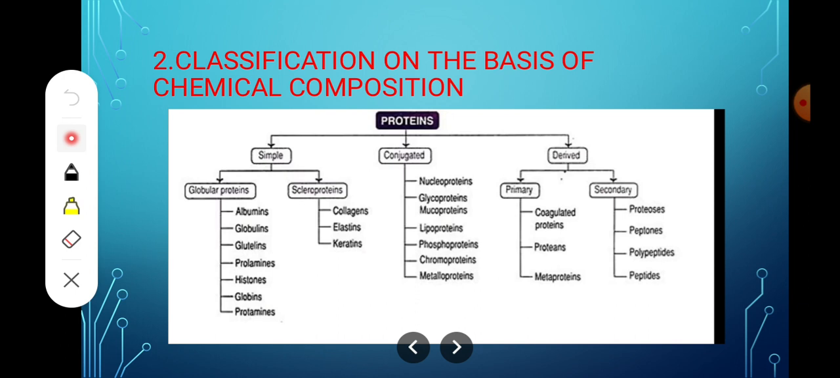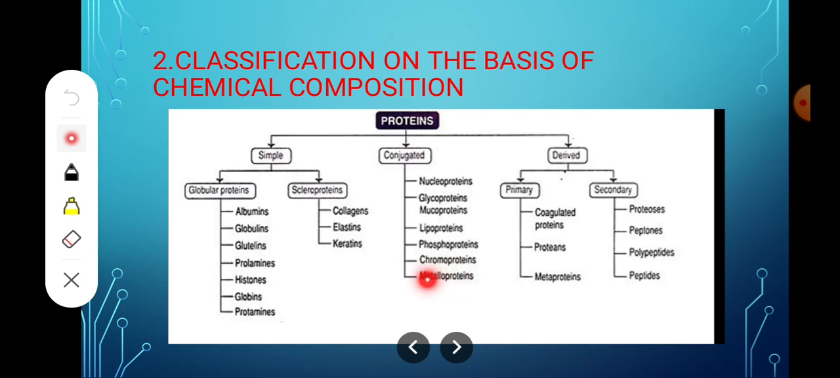Next, phosphoproteins. Phosphoproteins contain phosphoric acid as a prosthetic group, and phosphoric acid is attached to the hydroxy group of proteins by an ester linkage. For example, the most well-known example is casein in milk, vitelline in egg yolk, and so on.